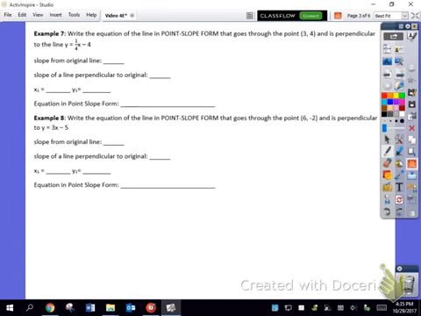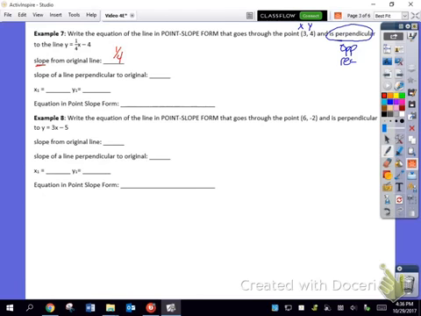So let's look at example 7. Write the equation of the line in point slope form that goes through point 3, 4, so there's my x and my y, and is perpendicular. Now remember, to be perpendicular, you got opposite and you got reciprocal. It has to do both. So let's look at our slope. The slope of the original line is 1/4.